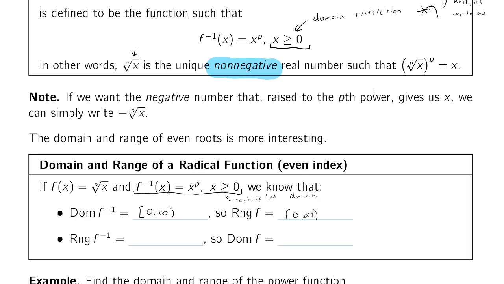And then the range of the even power function already consisted of non-negative numbers. And so the domain of the even root also consists of non-negative numbers. So that's for the base even root function. The domain is positive numbers, the range is also positive numbers, and in both cases they include 0.